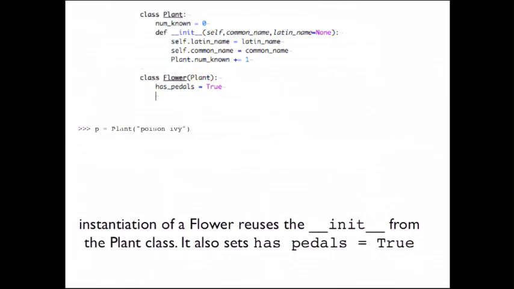So let's see how this looks. Here's a class Plant, and the number of those known is 0. We'll set the Latin name, the common name, and we'll bump up the total number of plants known. Not all plants have petals, but let's say all flowers do, just for simplicity. And we'll now make a new class, which is a subclass of the base class Plant, and we'll call that Flower, and that will have one attribute, which is has_petals.